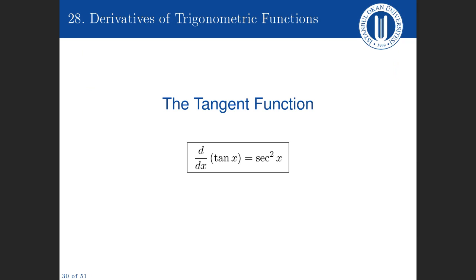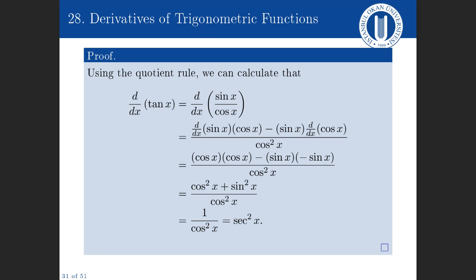The tangent function. The derivative of tan x is equal to sec squared x. I want to prove this. We can prove this using the quotient rule because tan just means sine divided by cos. And we know how to differentiate a function divided by a function. We just use the quotient rule.